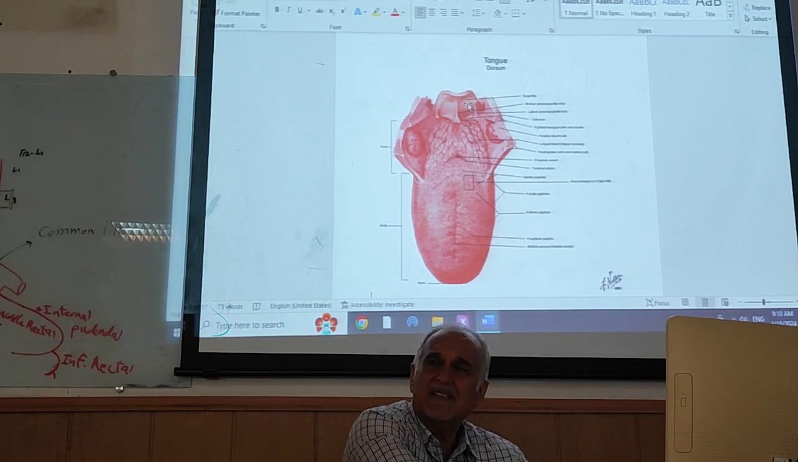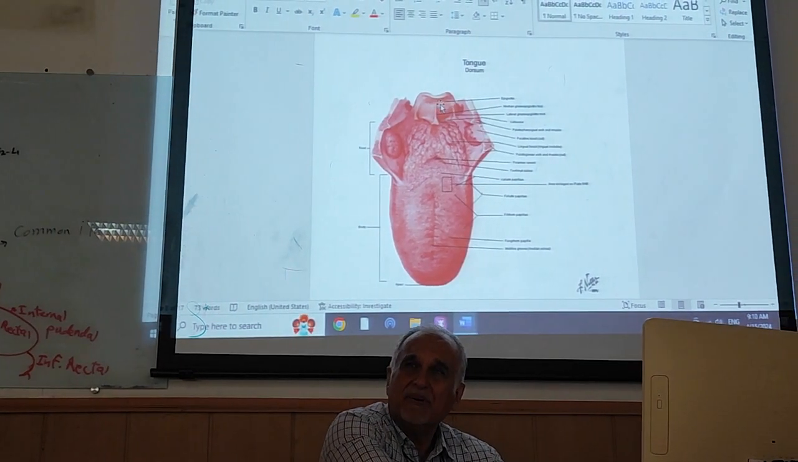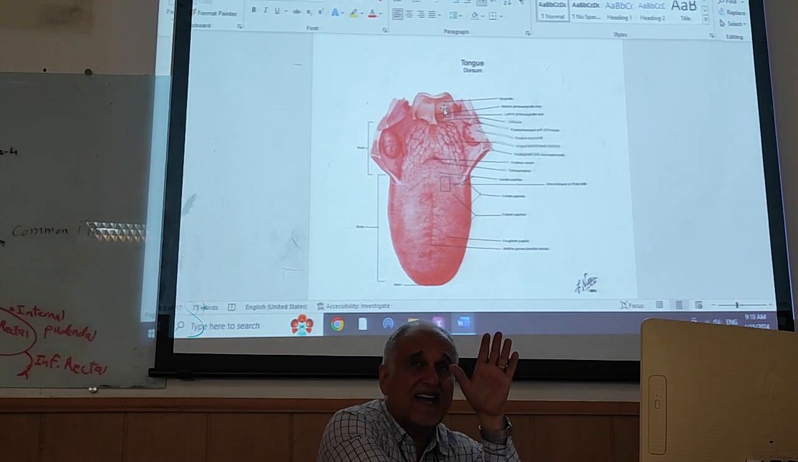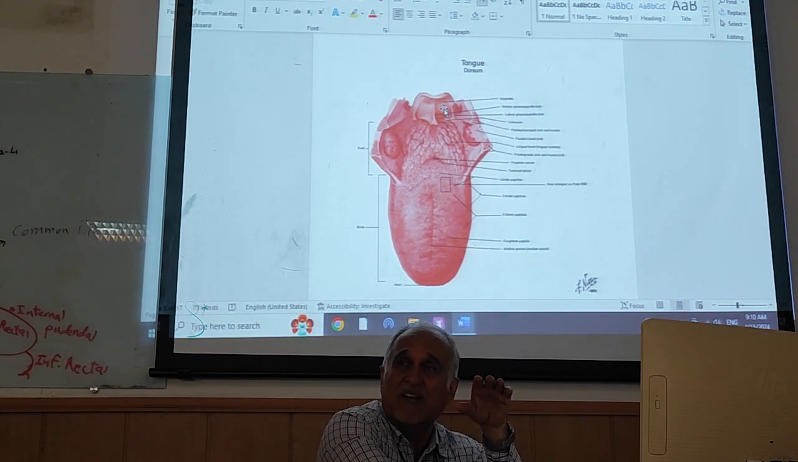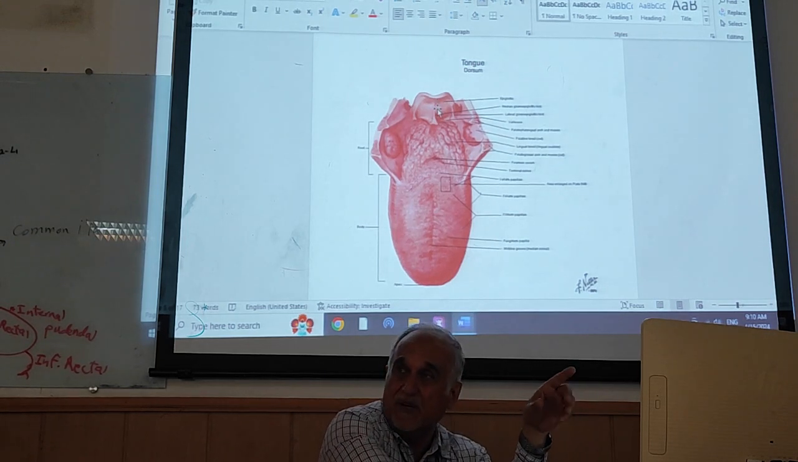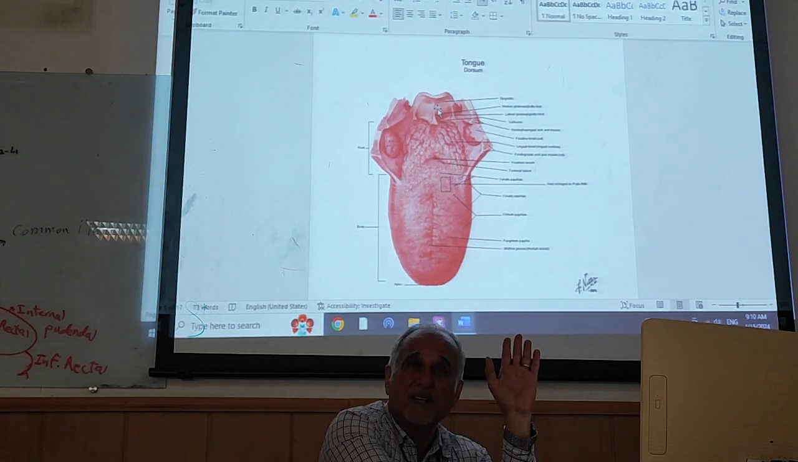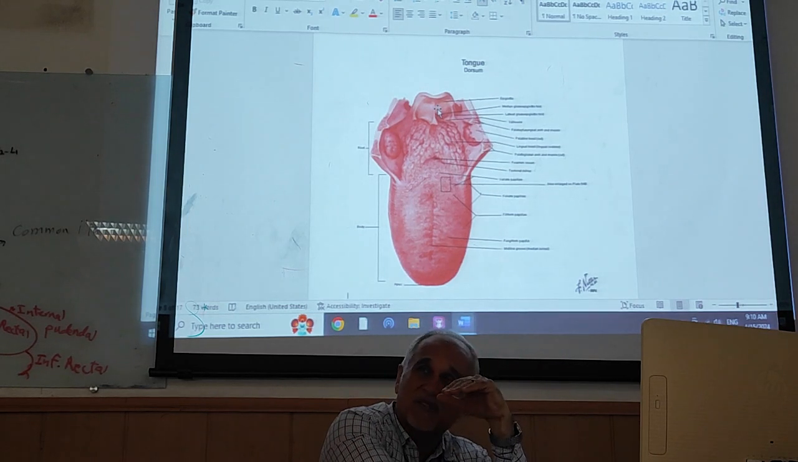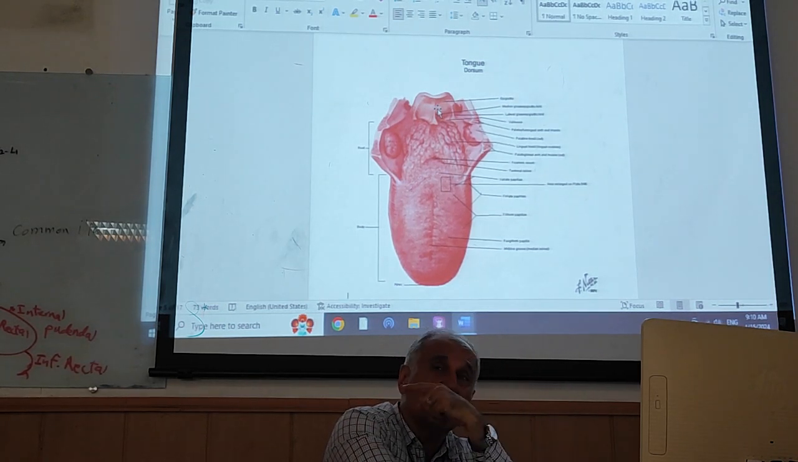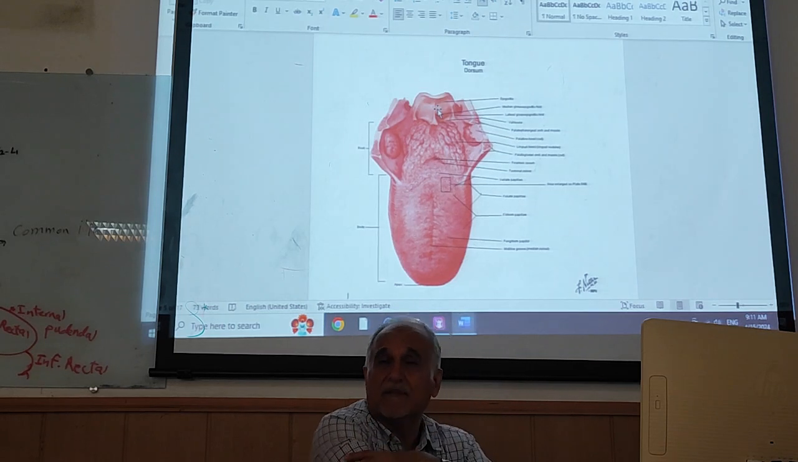And what is this here? The epiglottis belongs to the larynx. So exactly below the tongue we have the larynx. Because of this, you can see the epiglottis, when we are swallowing something, it closes the trachea and lets the swallowed material go to the esophagus.